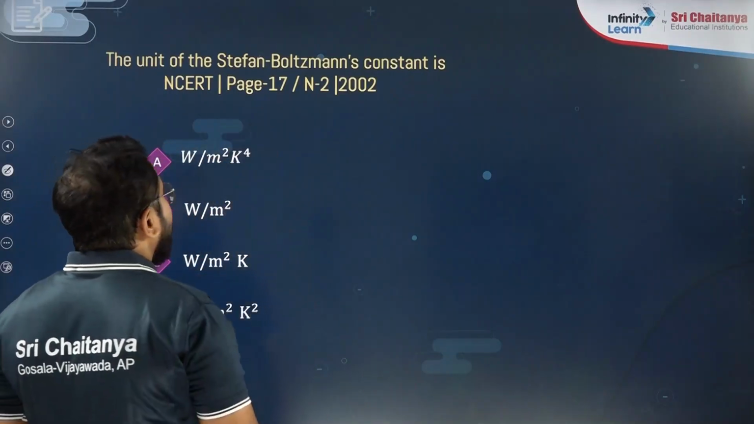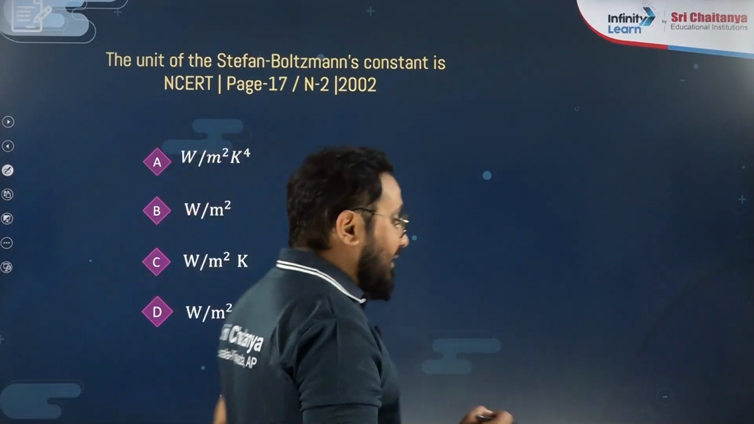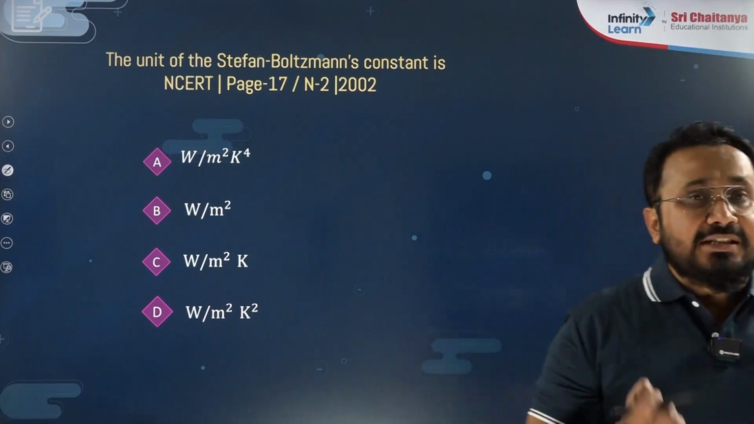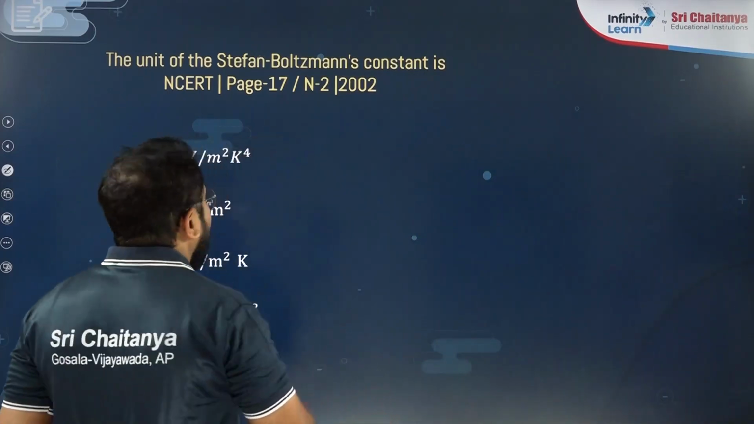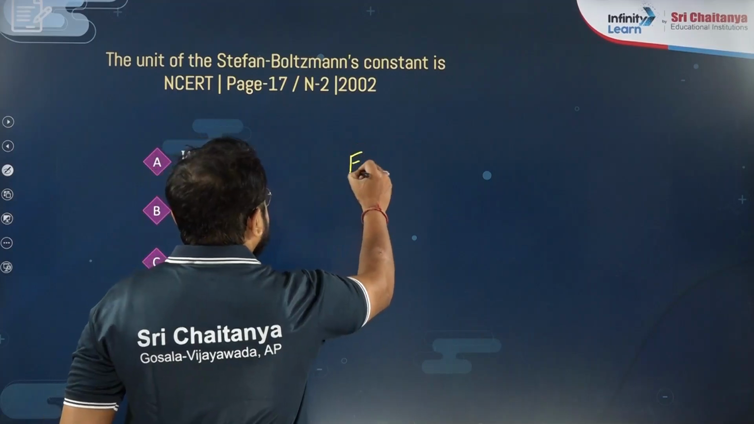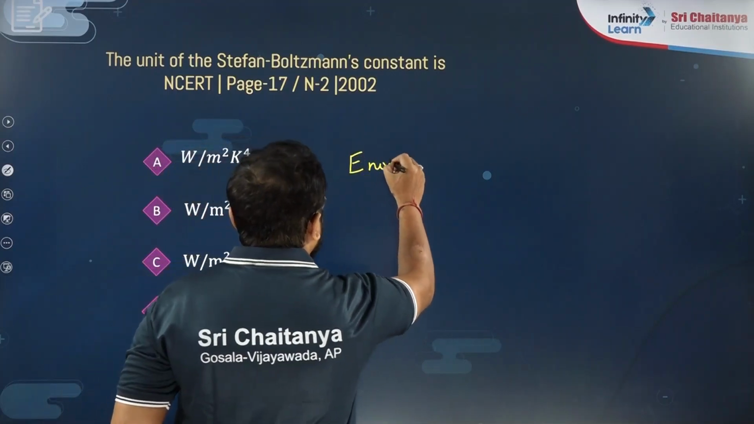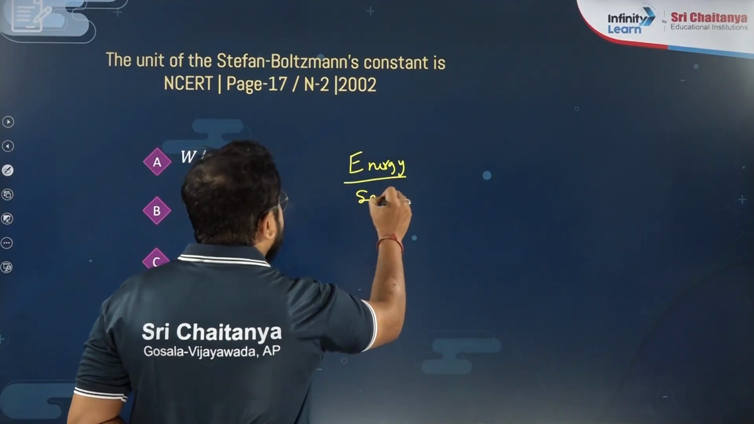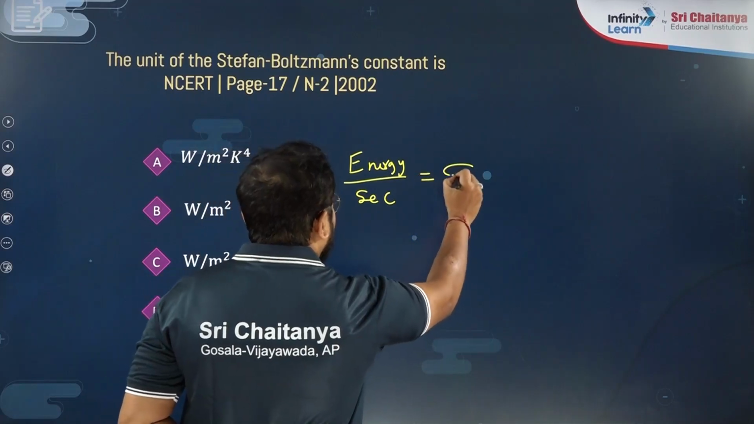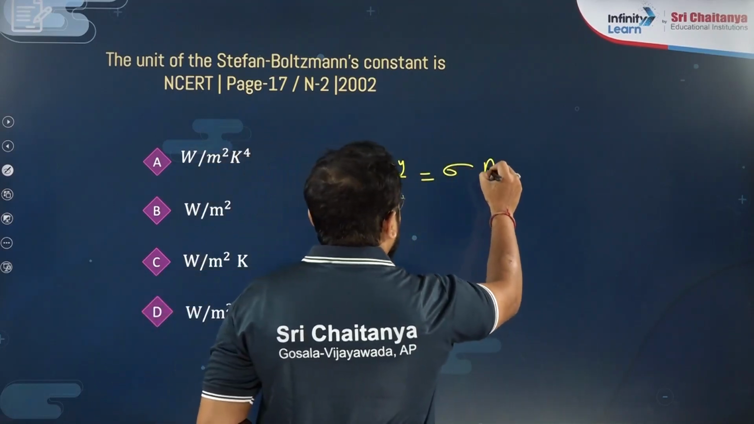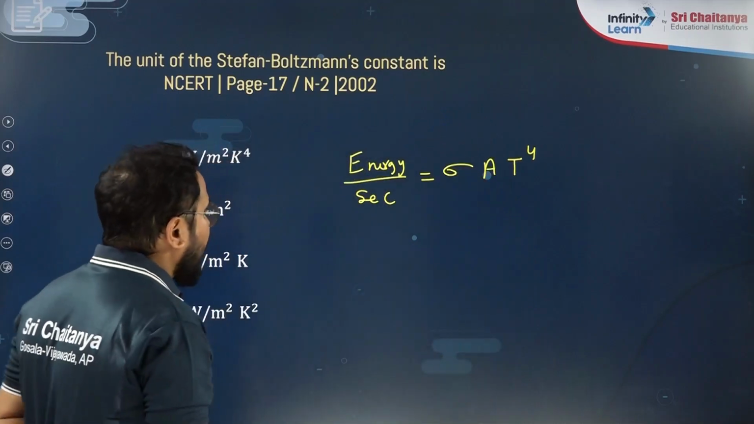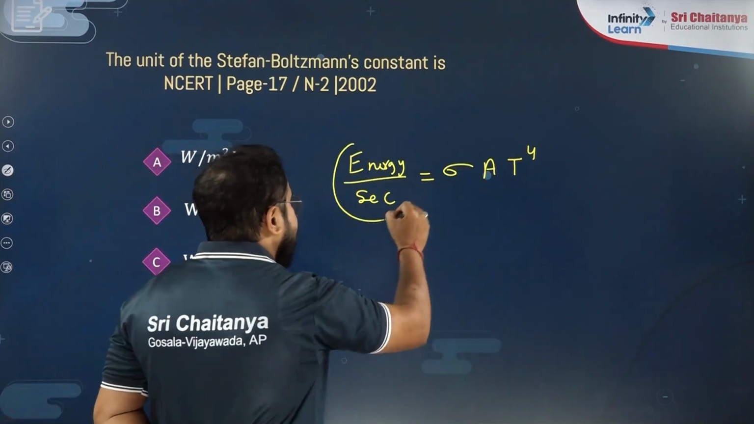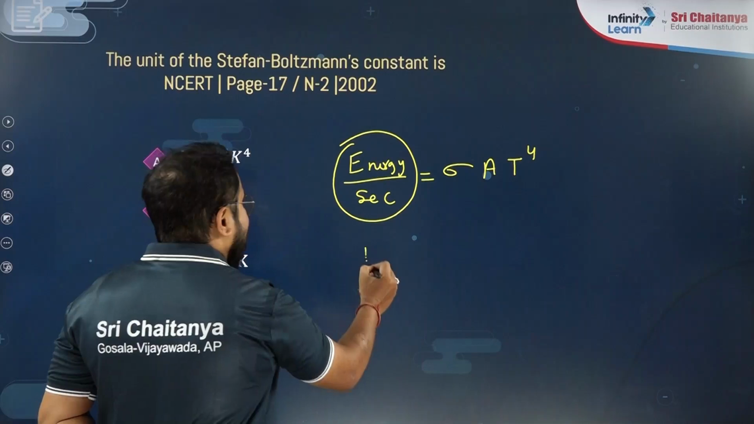The unit of Stefan-Boltzmann constant. Now, what is Stefan-Boltzmann constant? Half of you, when you listen to this, get puzzled. No need. This is your energy per second, which can be written as sigma E A T to the power 4. What is energy per second? Energy per second is again what?